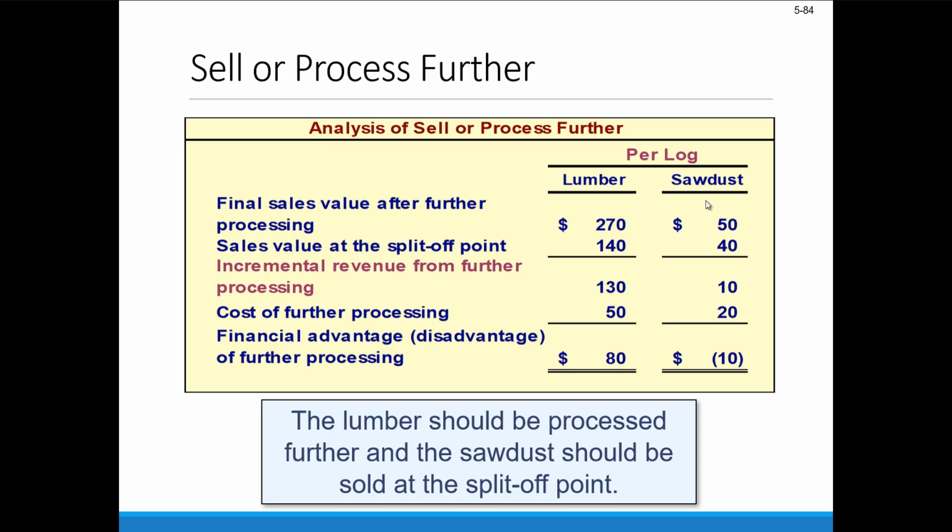Now the sawdust, on the other hand, had a final sales value for the Presto logs of $50 a log, minus the sales value at split off of the raw sawdust, $40, is incremental revenue of just $10 per log. Now if we subtract from that the cost of doing the extra processing to turn it from sawdust into the Presto logs of $20, that means we have a financial disadvantage of doing that extra processing of $10 per log. So all else equal, we do not want to turn the raw sawdust into the Presto logs. We want to just sell it as raw sawdust at that split off point.